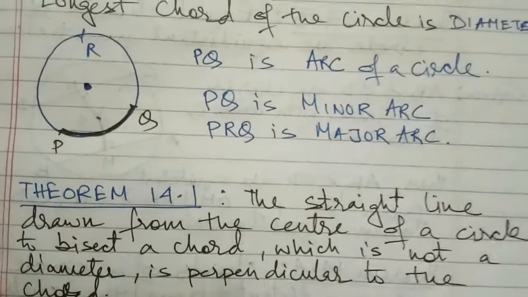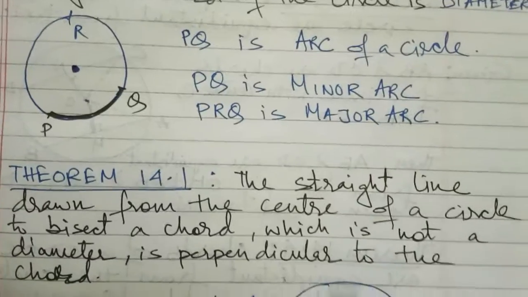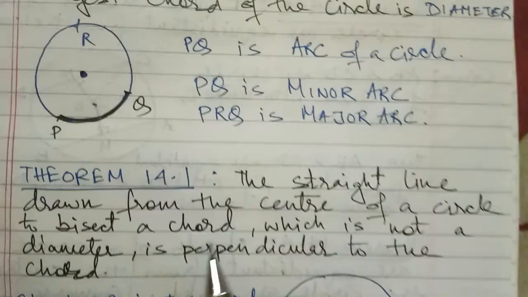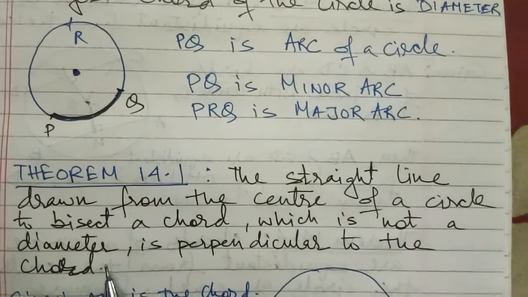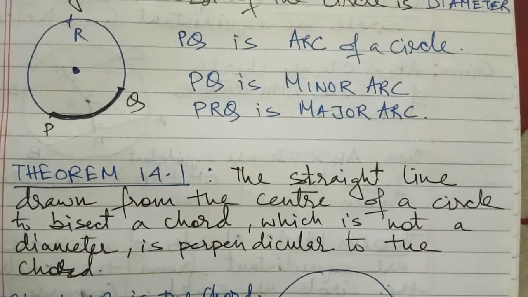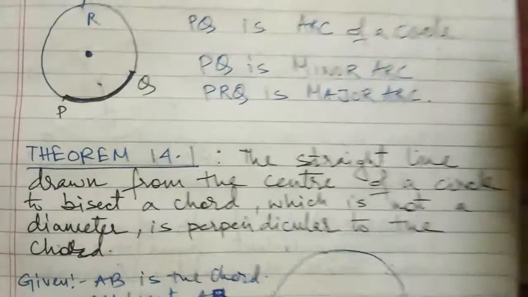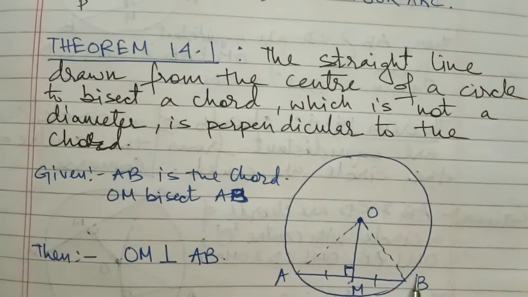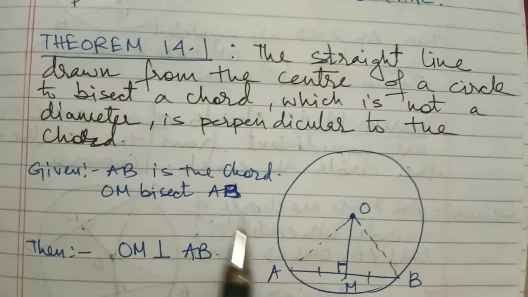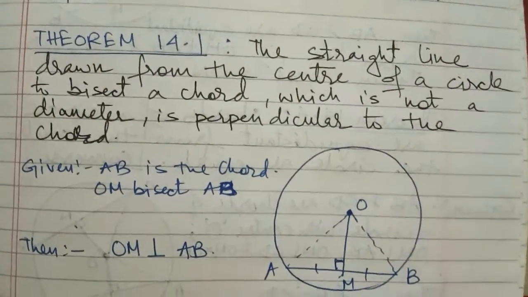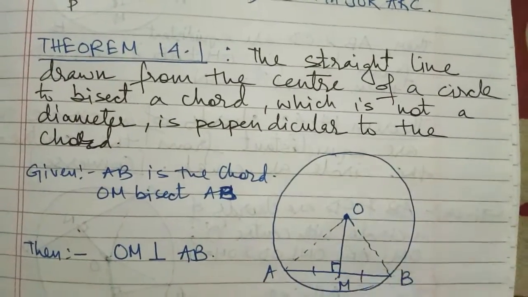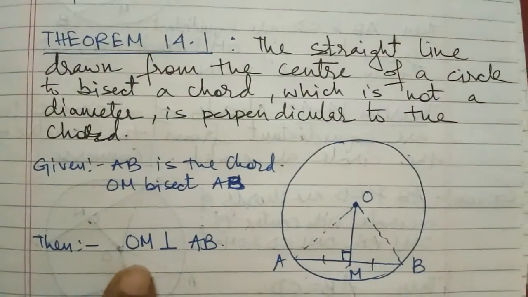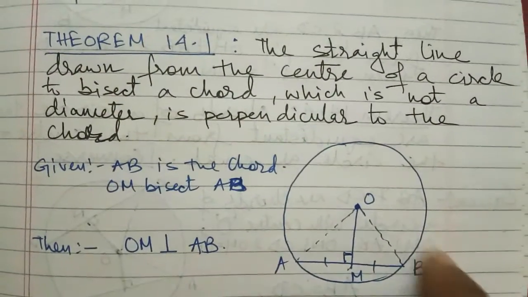theorem. We are coming to the theorem directly. The straight line drawn from the center of a circle to bisect a chord which is not a diameter is perpendicular to the chord. We have to prove that one. Now see, here AB is the chord given, and OM bisects AB. Bisect means what? That means AM equals MB. Then if this part is given, we can definitely say that OM is perpendicular to AB.